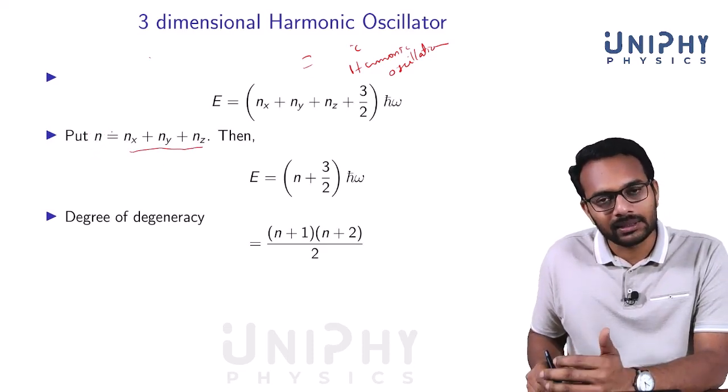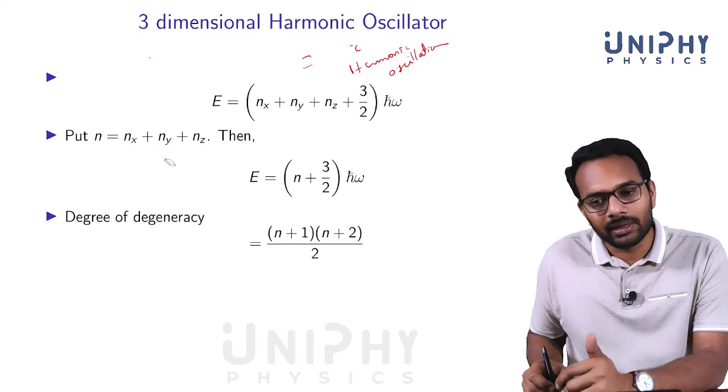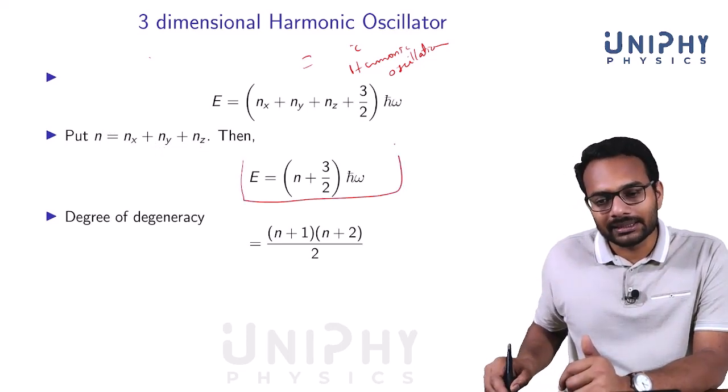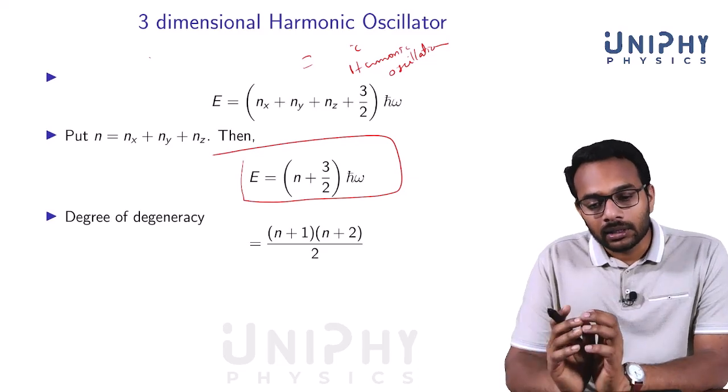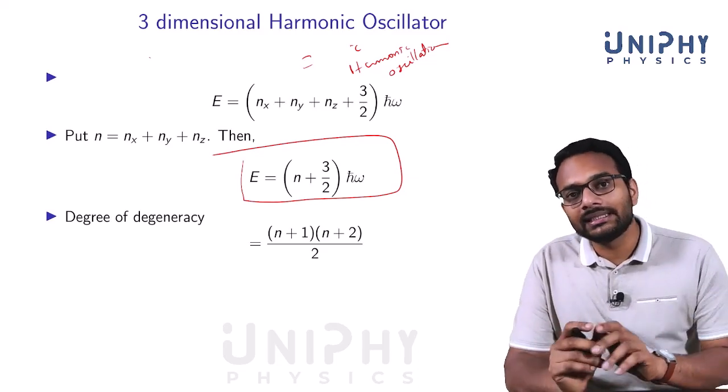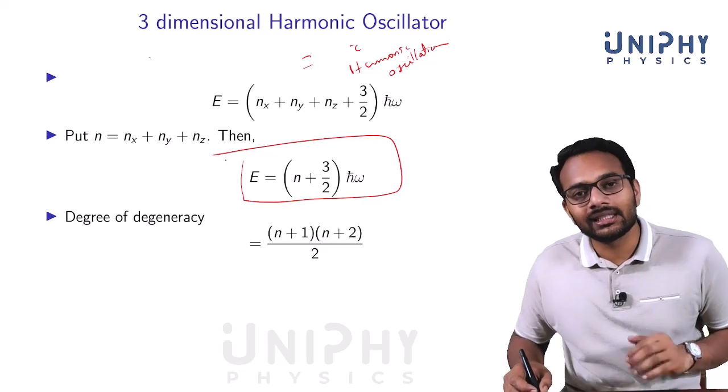Okay, nx plus ny plus nz, let's denote it by n. Then E can be written as (n plus 3/2) h cross omega. Now there is this formula for the degree of degeneracy. How many states are there with a given energy?